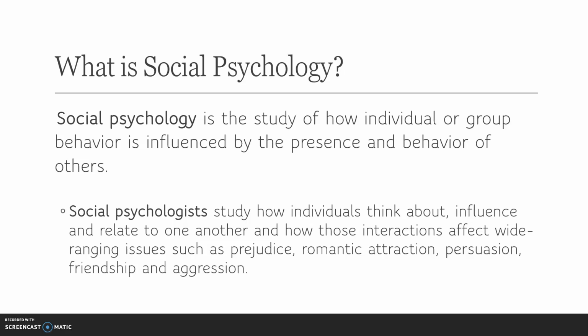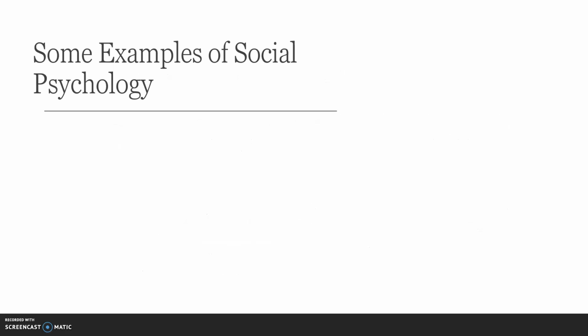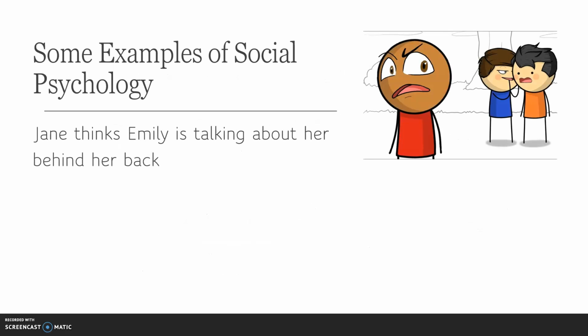So let's go over some examples of what would be studied by a social psychologist. Say that Jane thinks Emily is talking about her behind her back. This would be an example of social psychology. An interesting thing about this example is that it doesn't really matter if Emily is really talking about Jane behind her back. What matters here is that Jane thinks she is.